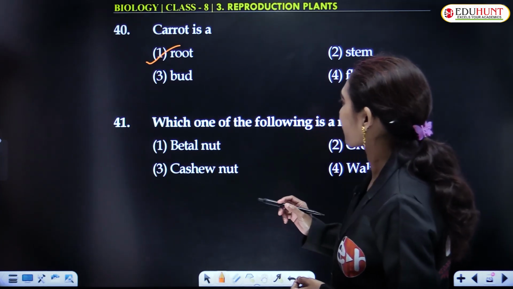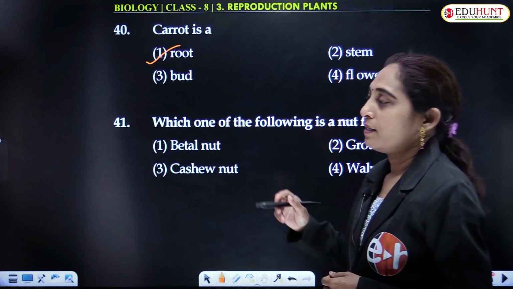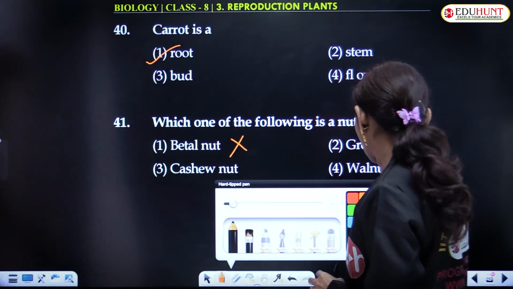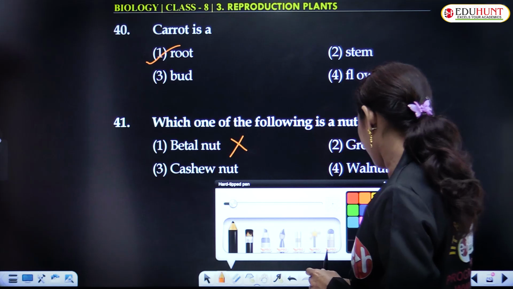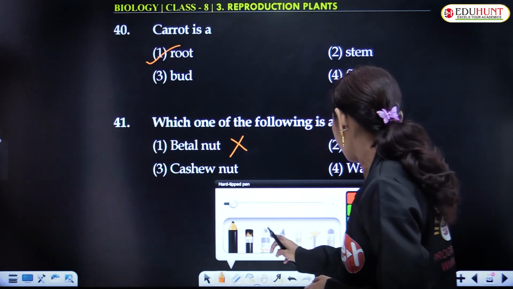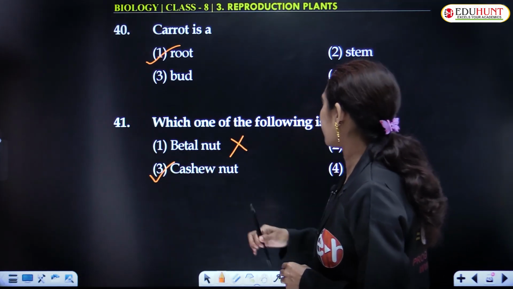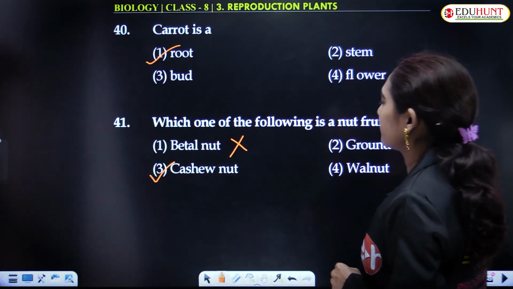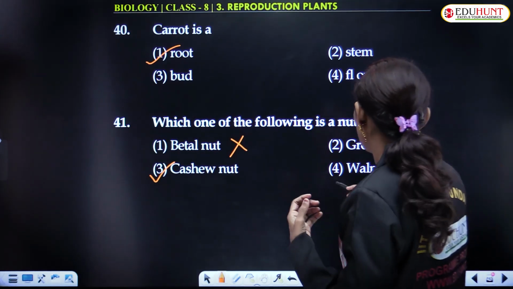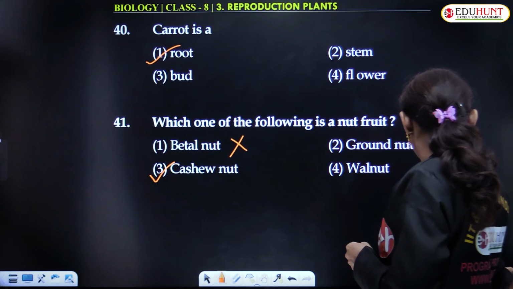Which one of the following is a nut fruit? Betel nut, it is a leaf. Cashew nut is the correct example. Groundnut, it is like a capsule. Walnut, no.